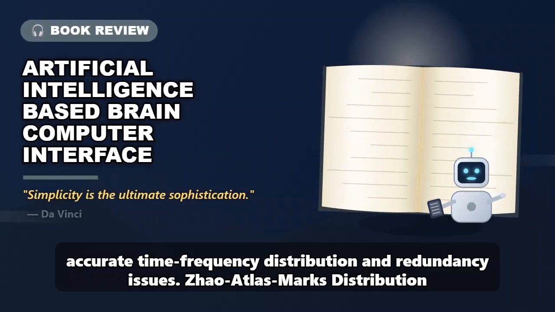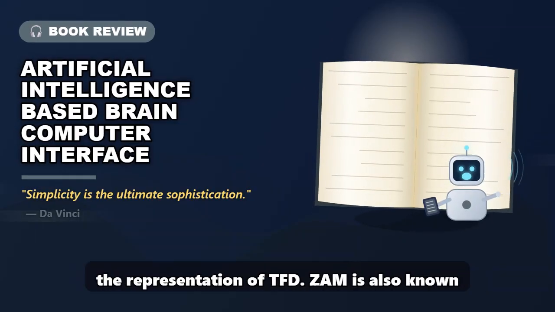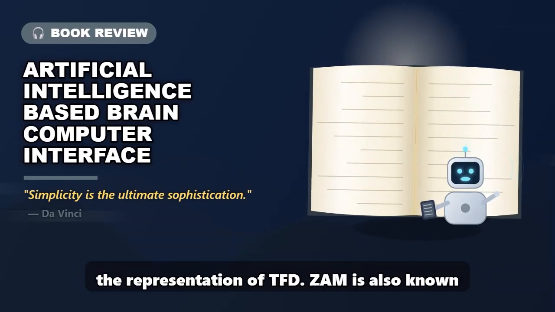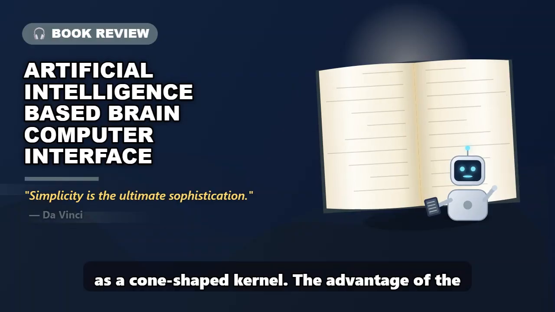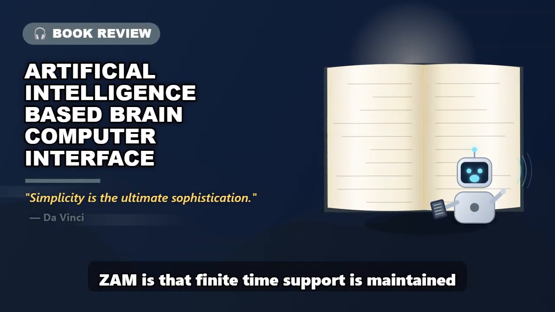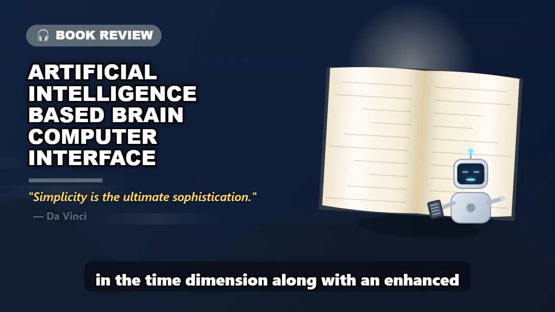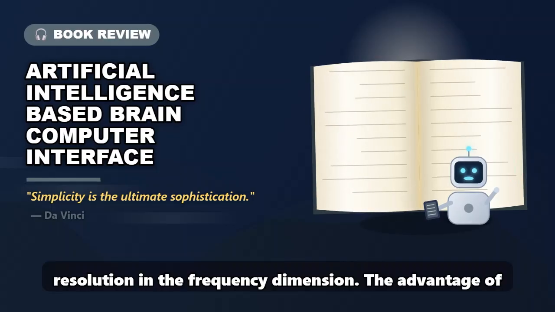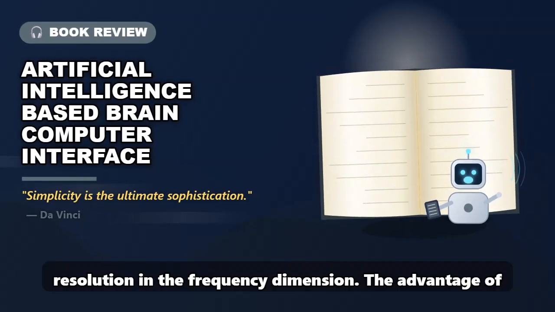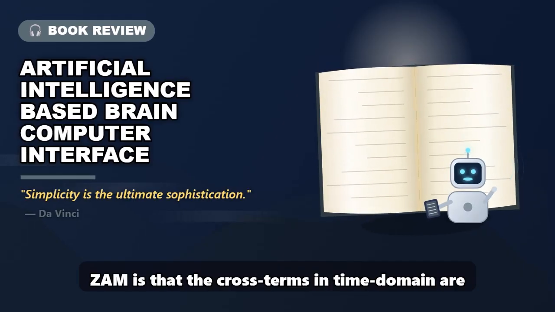Zhao-Atlas-Marks distribution. ZAM distribution is another such technique for the representation of TFD. ZAM is also known as a cone-shaped kernel. The advantage of the ZAM is that finite time support is maintained in the time dimension along with an enhanced resolution in the frequency dimension. The advantage of ZAM is that the crossterms in time domain are smoothed out.